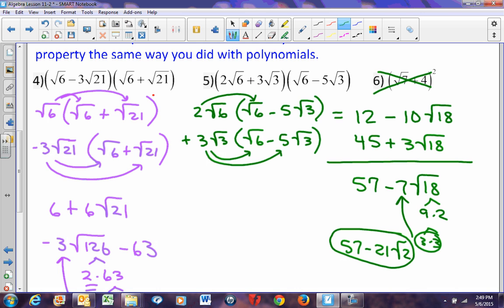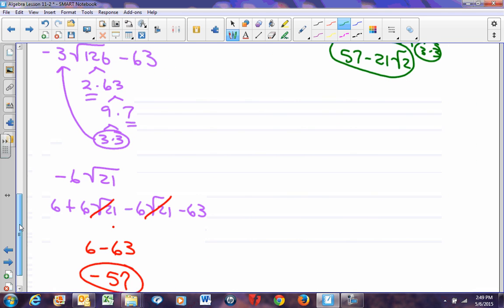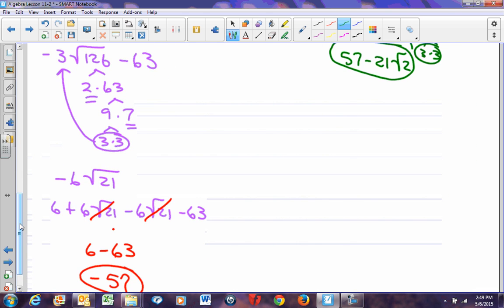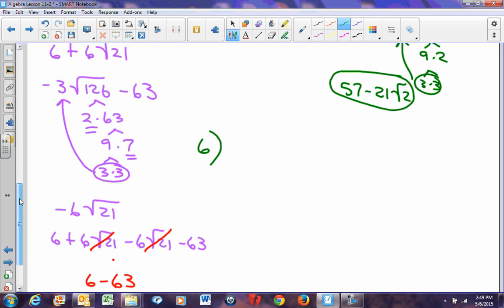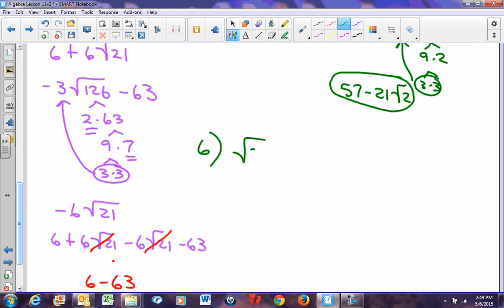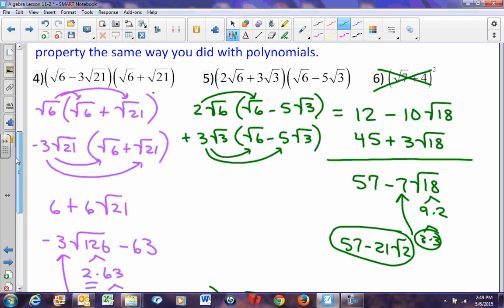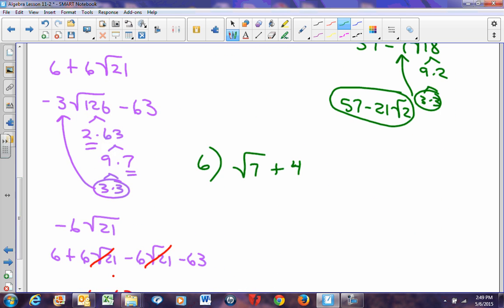Let's look at number 6. So we put 6 in here. Remember, 6 was the square root of 7 plus the square root of 4 quantity squared, right? Yep, the square root of 7 plus 4. And I can't remember what the original problem was. That's bad. Plus 4, quantity squared.